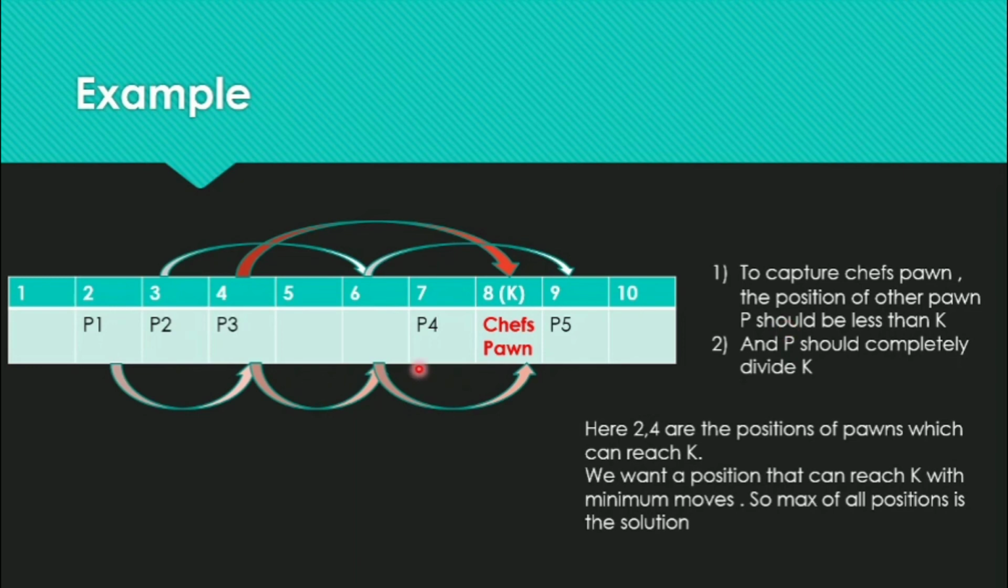Now according to the problem, pawns at positions 2 and 4 are the pawns which can reach k. Now we want the position which can reach k with minimum moves. So the maximum of all the positions will be the solution to the problem. I hope you all have understood the logic. Now let's see the code of the problem.